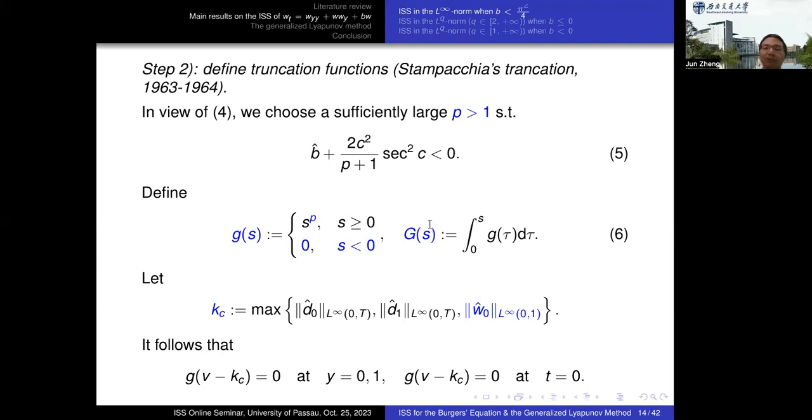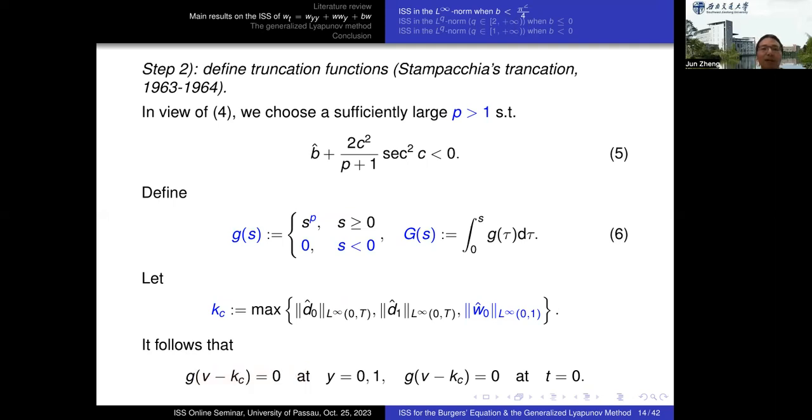Then we would like to define a constant Kc by using the maximum of three terms, that is the infinite norms of boundary disturbances and the initial data. By using these definitions, we find that Gv minus Kc equals 0 on the boundary of the domain, and it is also 0 at the initial time. In particular, this property can help us deal with the boundary terms when we use Lyapunov argument.